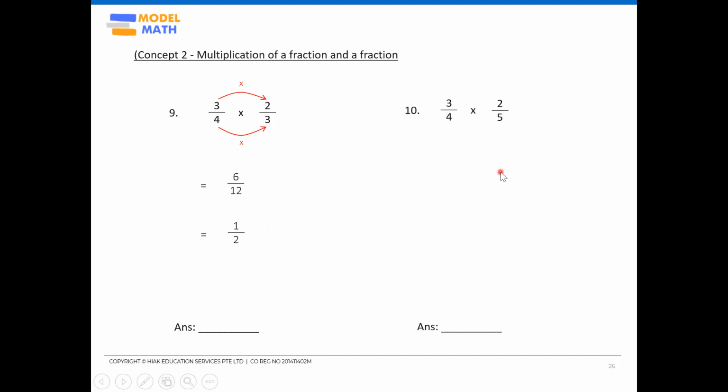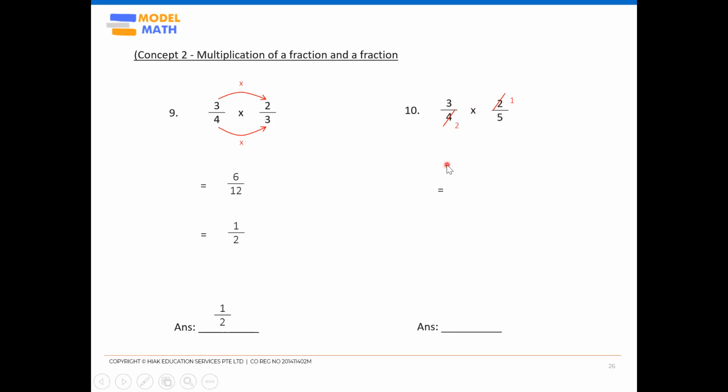All right. Now I'm going to show you one more example on the right-hand side. In this case, they did the cancellation method. So 4 and 2 both can divide by 2. So this becomes 2, and this becomes 1. This one diagonally, 3 and 5. Nothing common to divide 3 and 5 by. So no need to cancel.